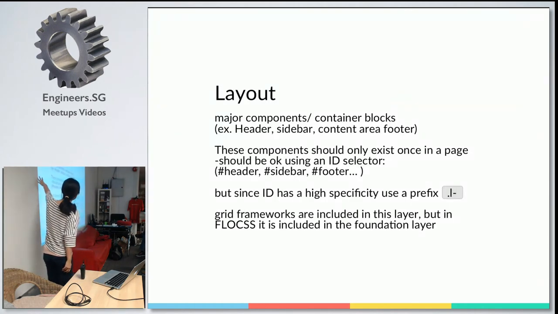And then you're going to have your layout layer. And here you're going to have your major components, or your containers, or blocks, or whatever you call it. So examples include headers, sidebars, content areas, and footers. There's meant to be a comma there, sorry. And so these components should only exist once in a page. So you should feel comfortable using an ID selector here. So if you put a hash in front of header, like #header, that seems okay.